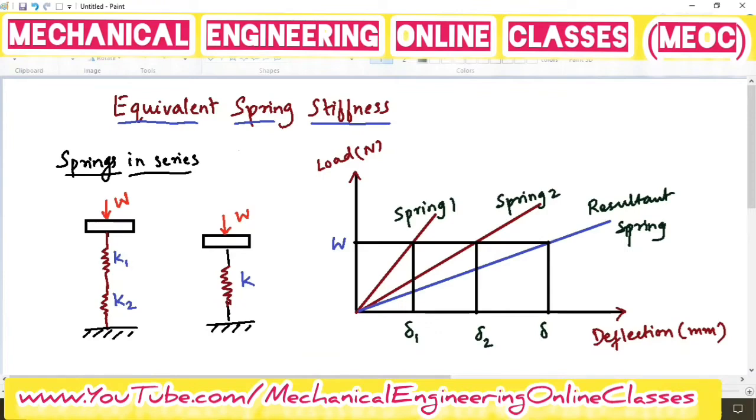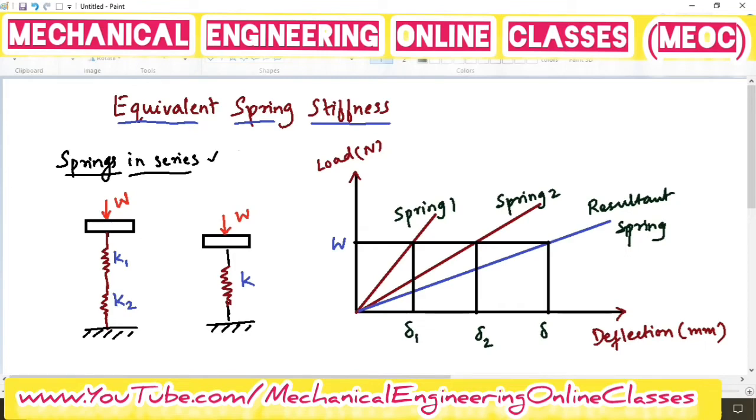Sometimes because of space constraint or when a change of stiffness is needed at certain deflections, springs can be used in combinations. So there are two types of spring combinations. One is springs in series and the other is springs in parallel.